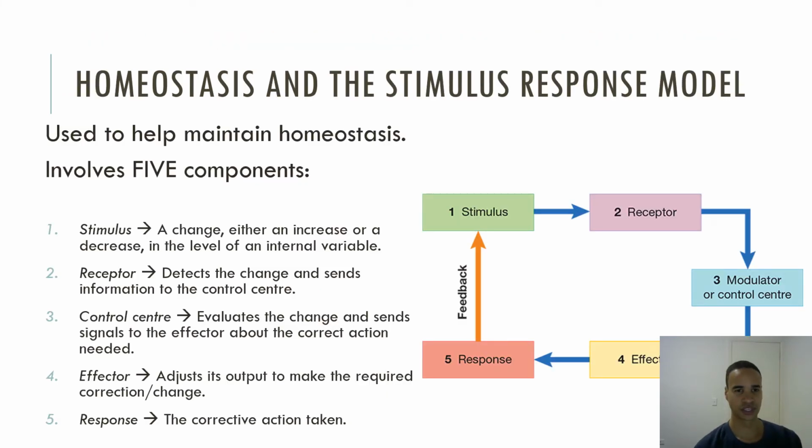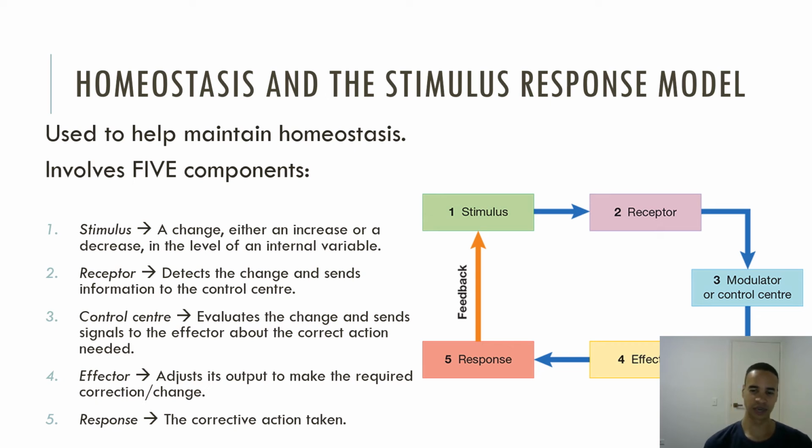Okay, so how does homeostasis happen? Well, we have something called the stimulus response model. And this is what we use basically to maintain homeostasis. So most homeostasis is based on negative feedback. So we have some sort of a change in the internal or external environment, and then we take steps to bring that back to the baseline. So we have a stimulus, and this could be that change. It could be the temperature goes up. It's a really hot day. That could be the stimulus.